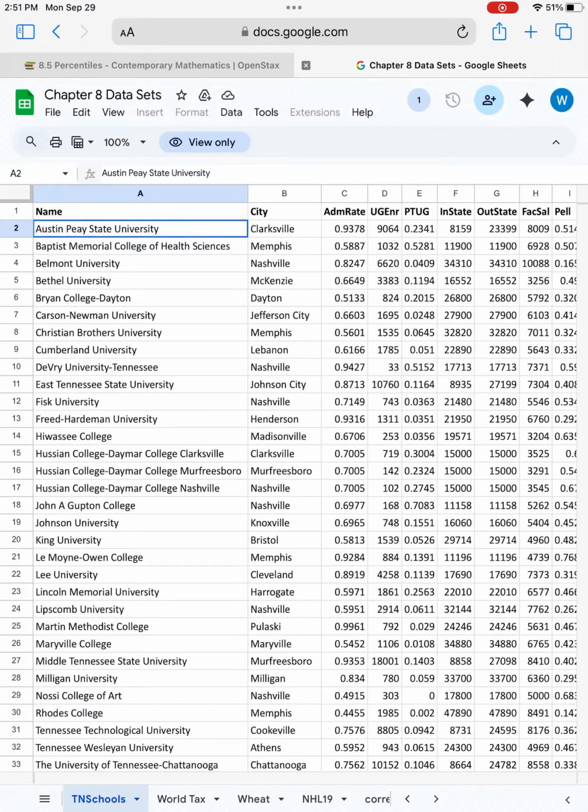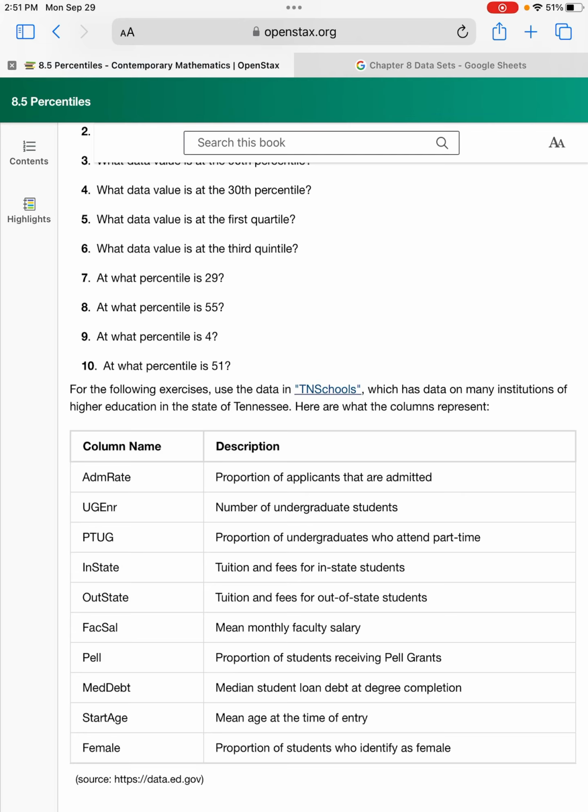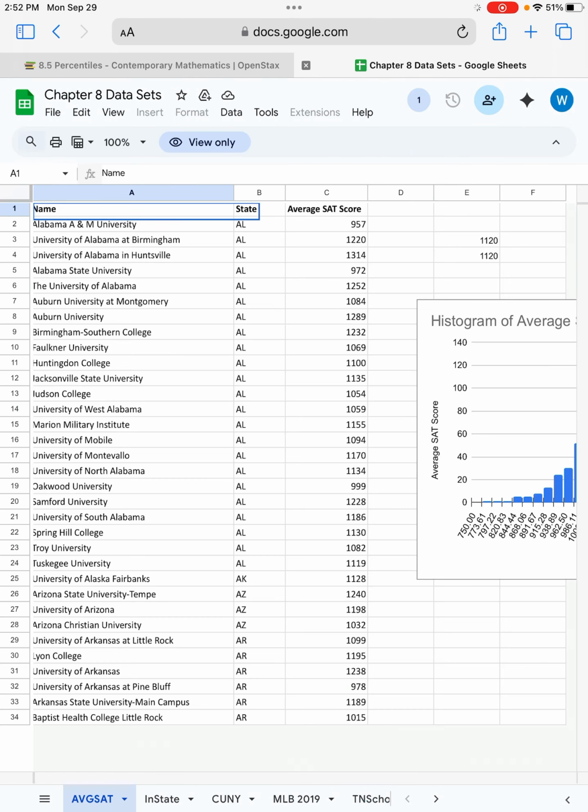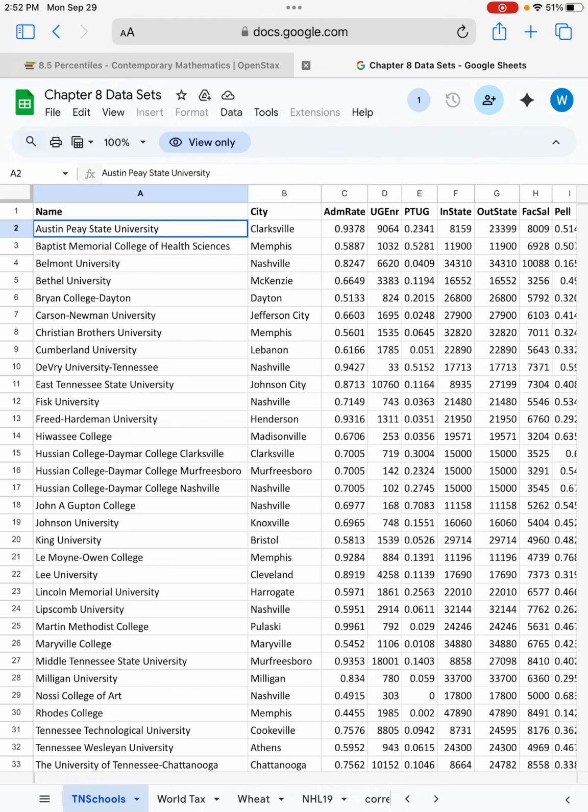So if I go over to the book, you can see down here, if I look at the homework exercise set, right below number 10, the directions for 11 say: for the following exercises, use the data in TN Schools. When you click on that data set, it actually opens up to this average stat thing. Only if you look at the bottom of the screen do you see the different tabs, including what they're asking us to look at, the TN Schools. And when you click on TN Schools, it's going to pay attention to different things here.